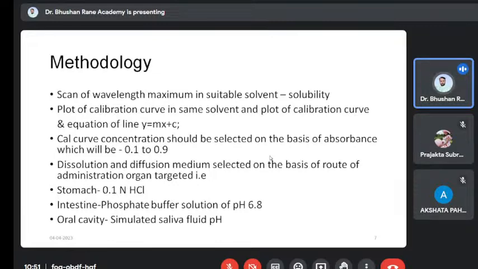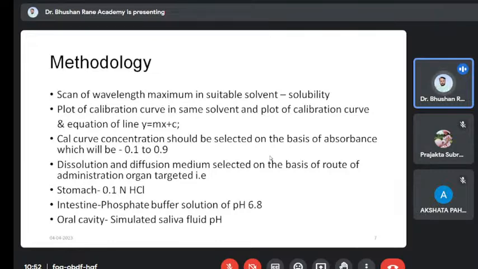Next, the calibration curve is plotted, and here the solvent is the one in which the different concentrations of drug are prepared. The concentration range is to be selected on the basis that the absorbance value will fall in the range of 0.1 to 0.9.